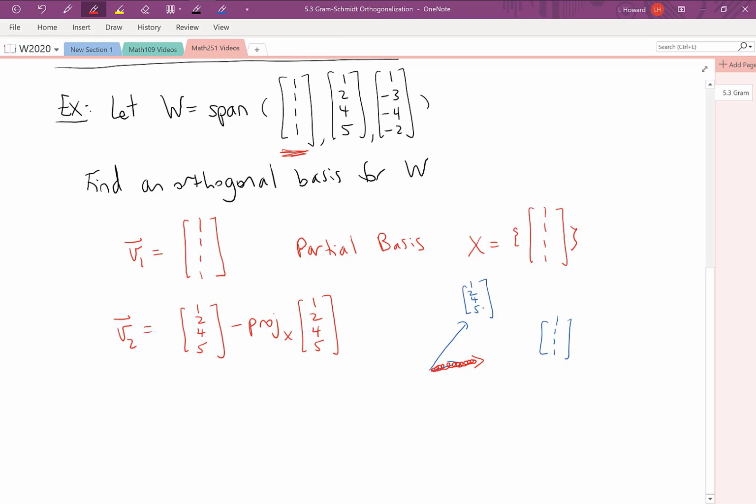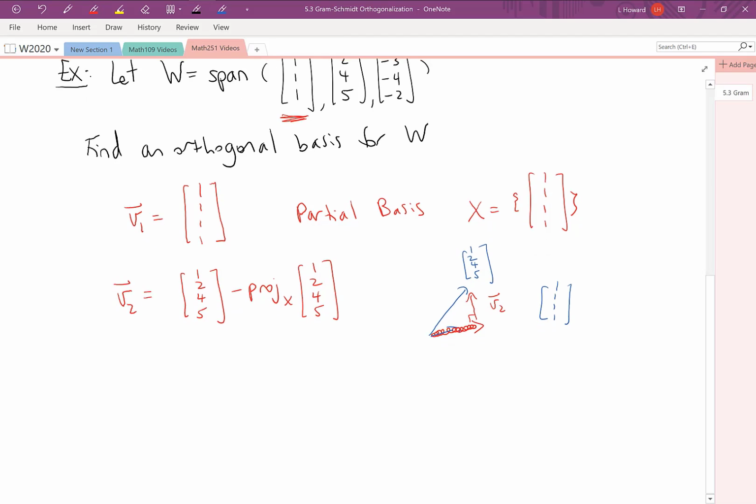And if we take 1, 2, 4, 5 minus this projection that we've just calculated, that would give us this vector here. So that's what we're calling V2. And notice that V2 is giving us something that is orthogonal to the vector 1, 1, 1, 1 that we were using in our first step. So taking the second vector and subtracting off the projection onto the first vector is exactly the right thing to do to come up with a second vector that's going to be orthogonal to the first one.